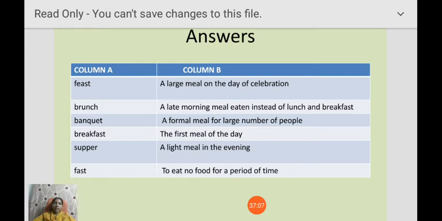Fast. To eat no food for a period of time. So we say he goes for fasting, he went for fasting, Gandhiji went for fasting, like that. We won't take any kind of food during the fast. So eating nothing is fasting. So for a period of time, remember. For example, from morning to evening I am not eating, so that means I am on fast. For 3 days I am not eating, I am on fast.